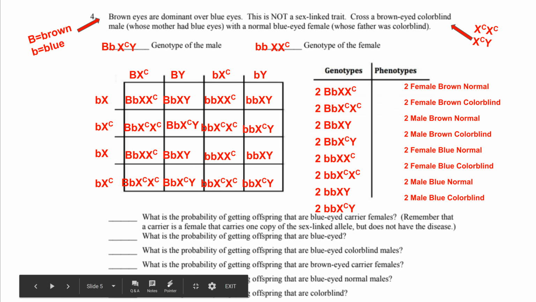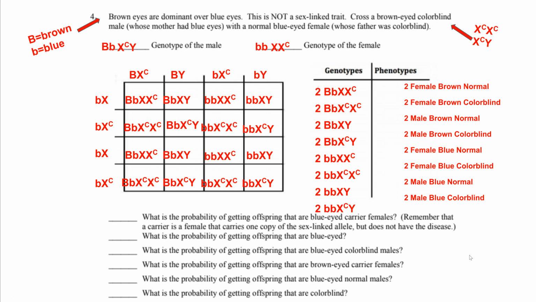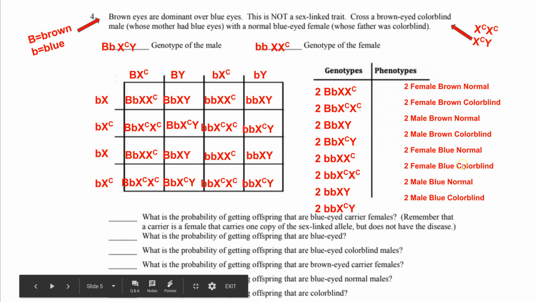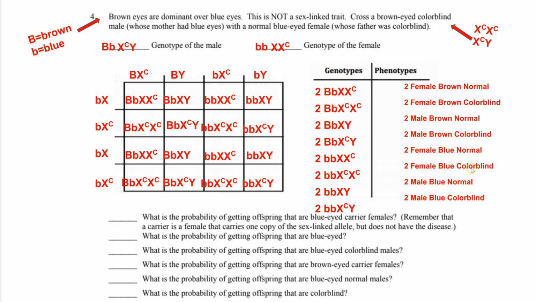Okay, it says, what's the probability of getting offspring that are blue-eyed carrier females? So right here, blue-eyed. It says carrier, so not colorblind. These two females that are normal, are they carriers? Yes. So it's 2 out of 16.